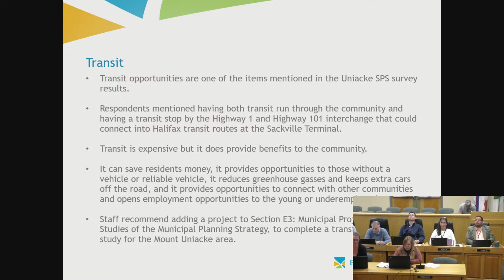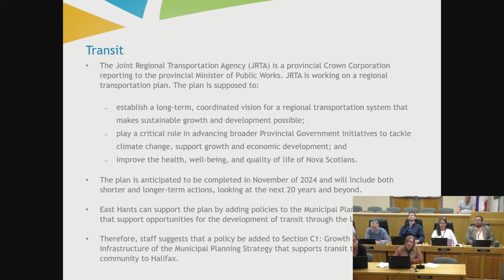Staff recommend adding a project to Section E3, Municipal Projects and Studies of the Municipal Planning Strategy to complete a transit feasibility study for the Mount Uniacke area. So that's just a list of studies that we have in our municipal planning strategy, and every once in a while we add things to it, and every once in a while we actually complete one of the projects and remove it. So this would just be to add a transit feasibility study for the Mount Uniacke area to that part of the municipal planning strategy.